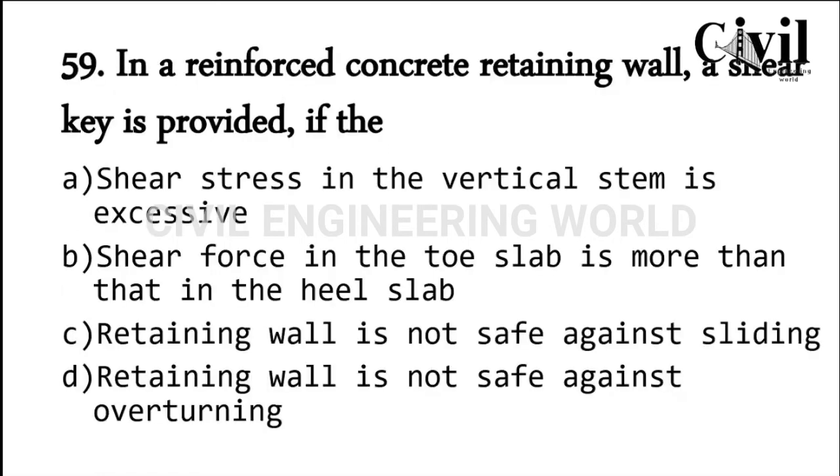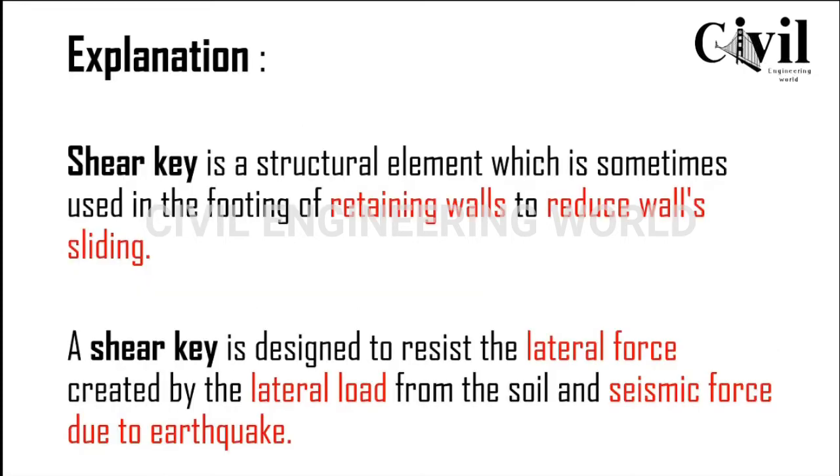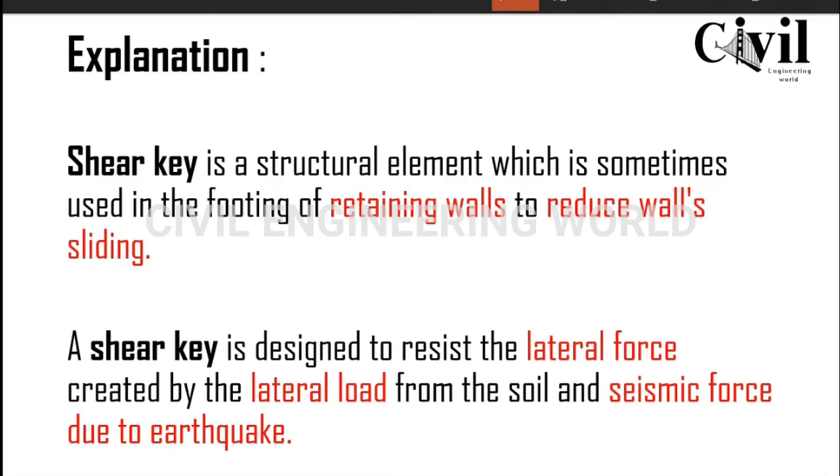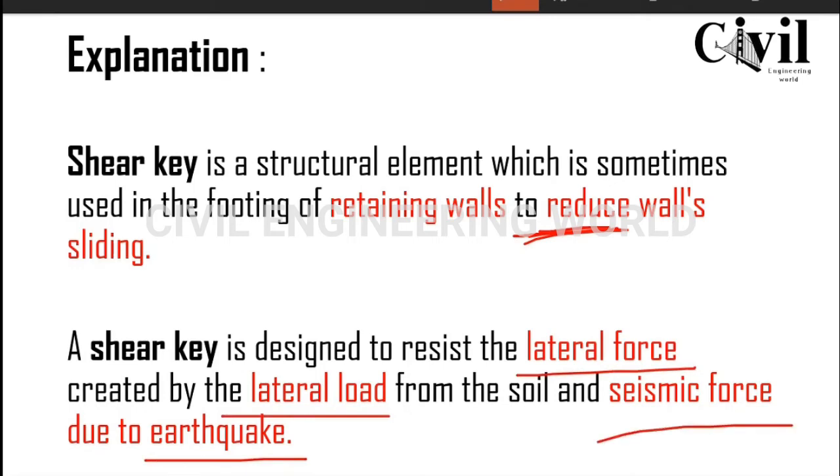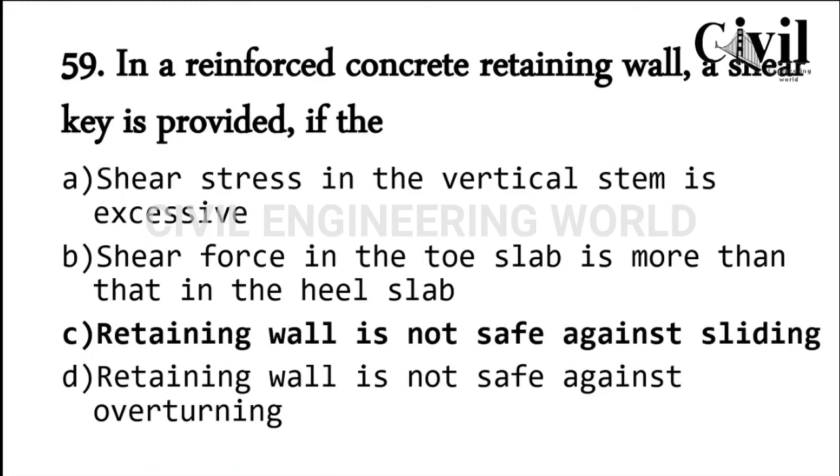In the reinforced concrete retaining wall, the shear key is provided. So this is actually against sliding. For example, shear key has two functions. It is to reduce the wall sliding, and its second function is to resist lateral load due to seismic force or the earthquake. So its function is to reduce sliding. So C is the correct answer. Okay, so next one.